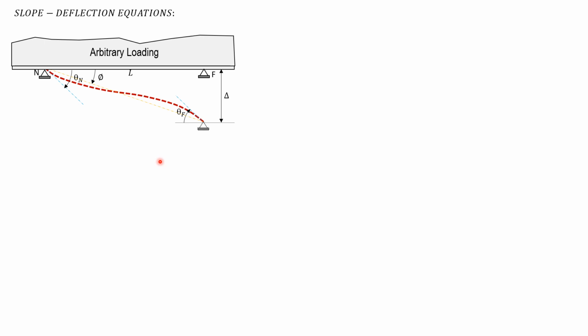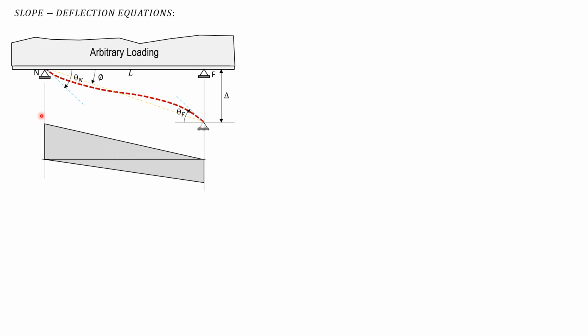So slope deflection equations assume that clockwise rotation and clockwise moments are positive. So remember, that's the assumption of the slope deflection equations. Clockwise rotation, clockwise moment positive. So let's draw the moment diagram by parts and its conjugate beam.